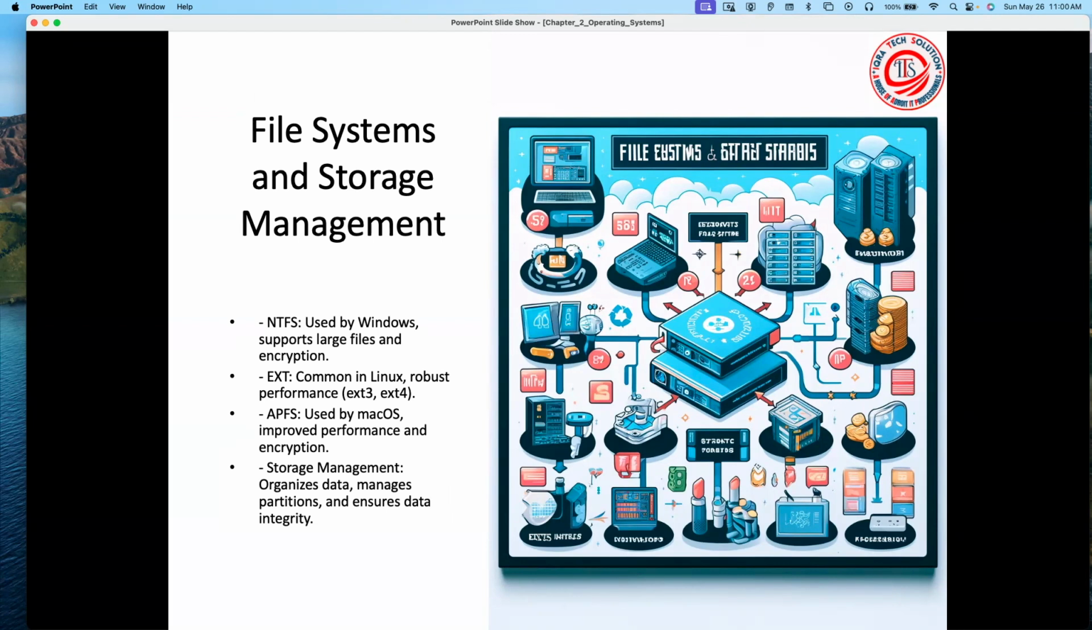Various versions like ext3 and ext4 provide robust performance and reliability. Then we have APFS, which stands for Apple File System. It's utilized by macOS. It offers improved performance, reliability, and encryption. Storage management involves organizing data efficiently. This ensures data integrity. It includes managing partitions, allocating storage space, and implementing backup solutions.